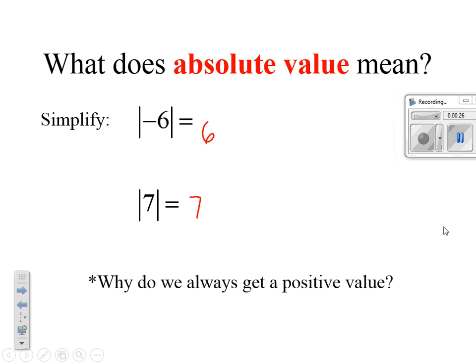You don't need to write this down, but we need to talk about what absolute value means. Well, if I have the absolute value of -6, that's 6. If I have the absolute value of 7, that's 7. And we always just know it's positive. But why do we always get a positive value? That is what we really need to talk about. It's important to know the why, not just because it happens.